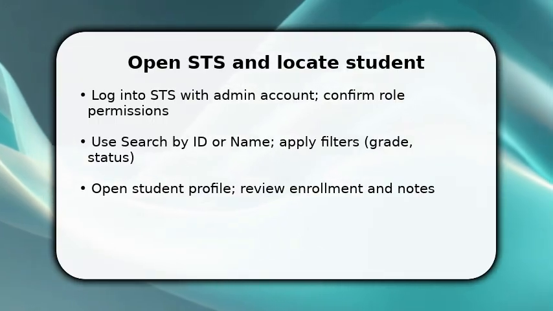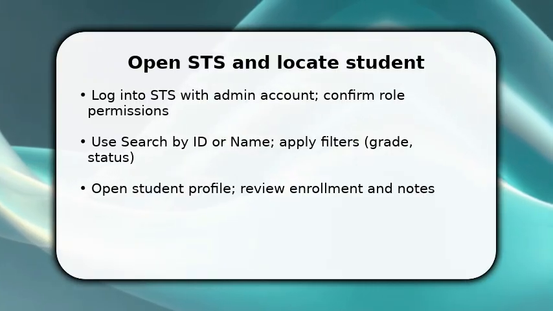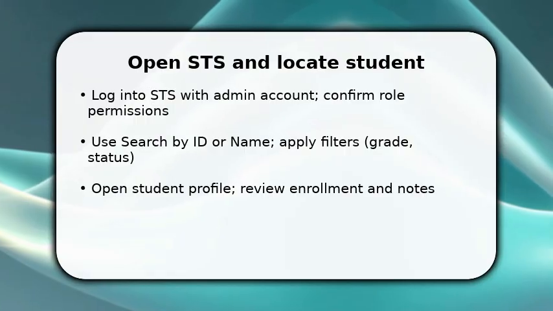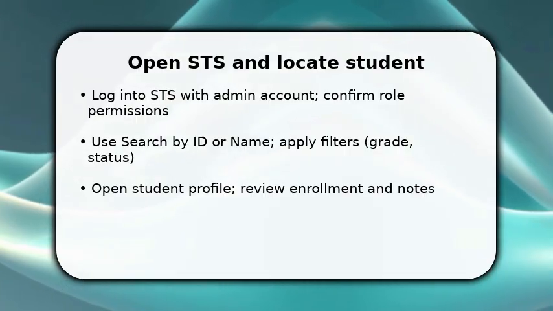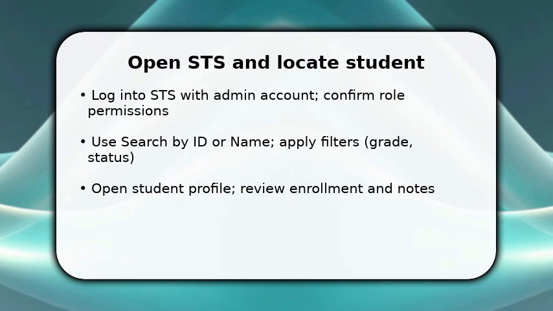You open the student profile and scan enrollment, attendance, and notes to ensure you have the correct record. Doing this first reduces the risk of removing the wrong student. Now verify linked records and prepare for deletion. This step prevents orphan data.